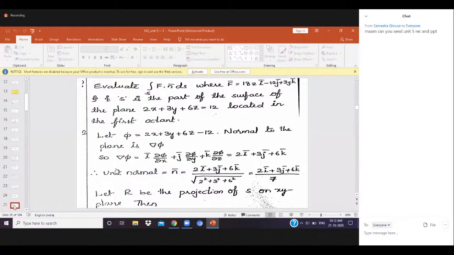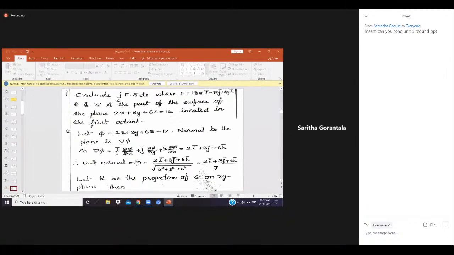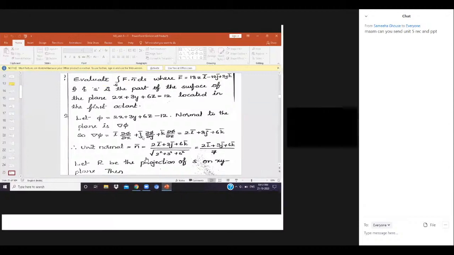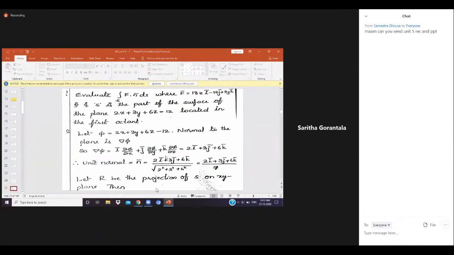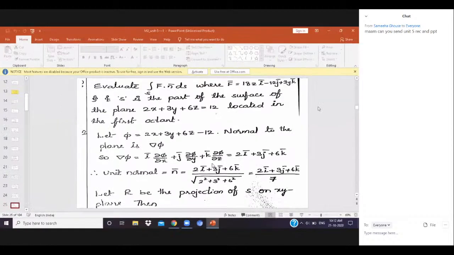That is normal, here we are calculating del phi, grad phi, that is equals to i bar dou phi by dou x plus j bar dou phi by dou y plus k bar dou phi by dou z. So partial differentiation will get del phi or grad phi is equals to 2i bar plus 3j bar plus 6k bar, that is phi is 2x plus 3y plus 6z minus 12.